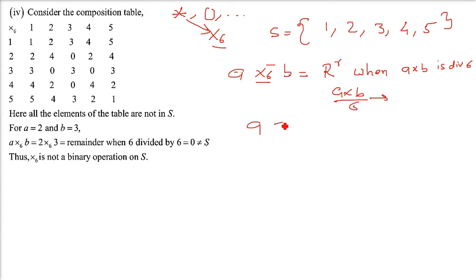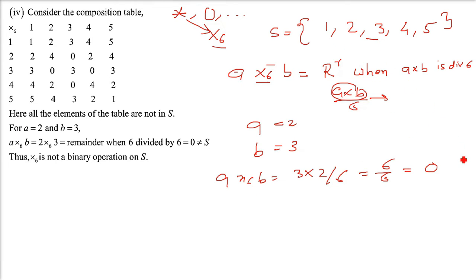So I'm taking A as 2 and B as 3. Remember, A and B have to belong to that set. So A x6 B is what? 3 into 2 divided by 6, because it is the remainder when A and B is divided by 6. So 3 into 2 is 6, 6 by 6, the remainder is 0. There is nothing left when you divide it. So what do you get? A x6 B is 0. Is 0 belonging to the set? No. As I said, the operation value should always belong to the same set. It is not. So it is very clear that this x6 is not a binary operation on this set.